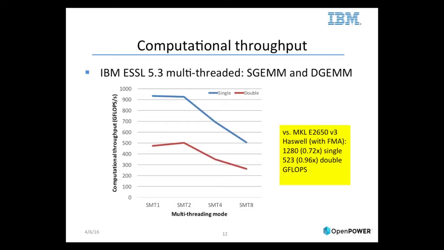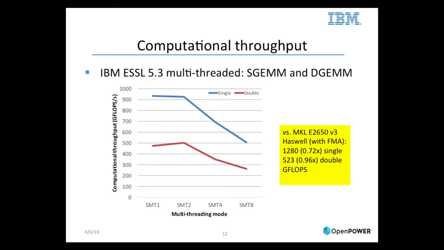And we have tried the ESSL library and specifically the single and double precision general matrix multiply benchmarks, and again looked at performance at different SMT settings. And we see that in single precision you get almost a teraflop per second, and in double precision about 500. And again, this is fairly similar to similar offerings from Intel.